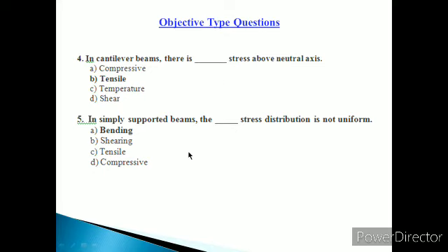In a simply supported beam, the stress distribution is not uniform. That means the bending stress is not uniform. What is the reason? All of you submit it. That is the assignment for the reasons.